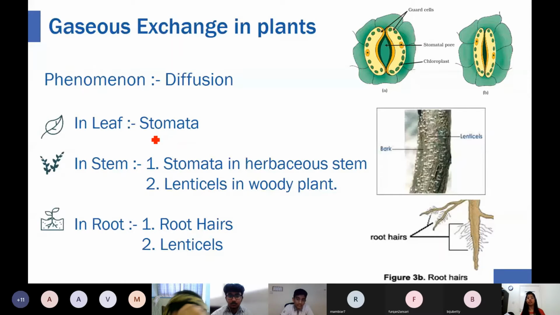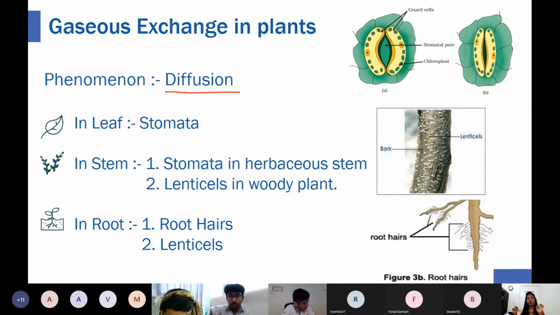All right, so through stomata, what will be the phenomenon? It will be diffusion. Okay, diffusion. What is diffusion? Movement of any particle, solid, liquid, or gas from the higher concentration to the lower concentration. So that is diffusion. By diffusion, plants will do the gaseous exchange.